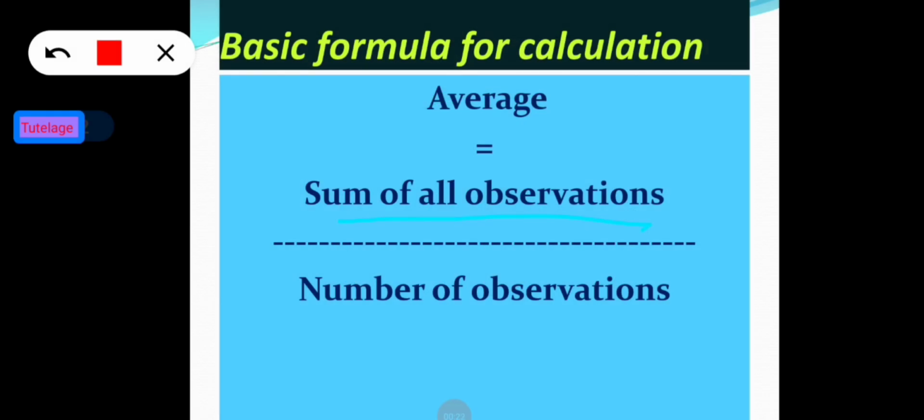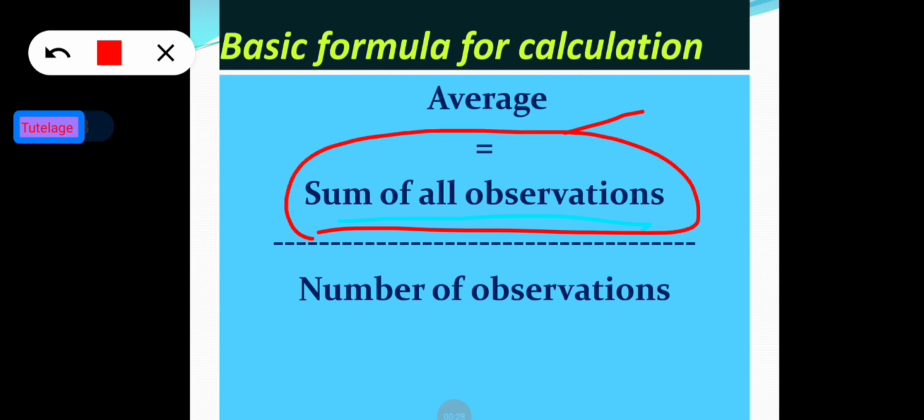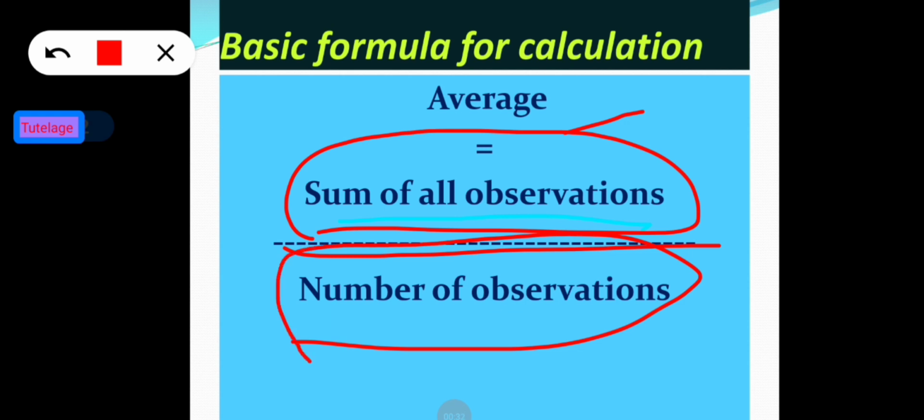Okay, so the basic formula of average is equal to the sum of all observations in the series divided by the number of observations. For example, in the series 1, 2, 3, 4 and 5, what is the value of the average of this series?